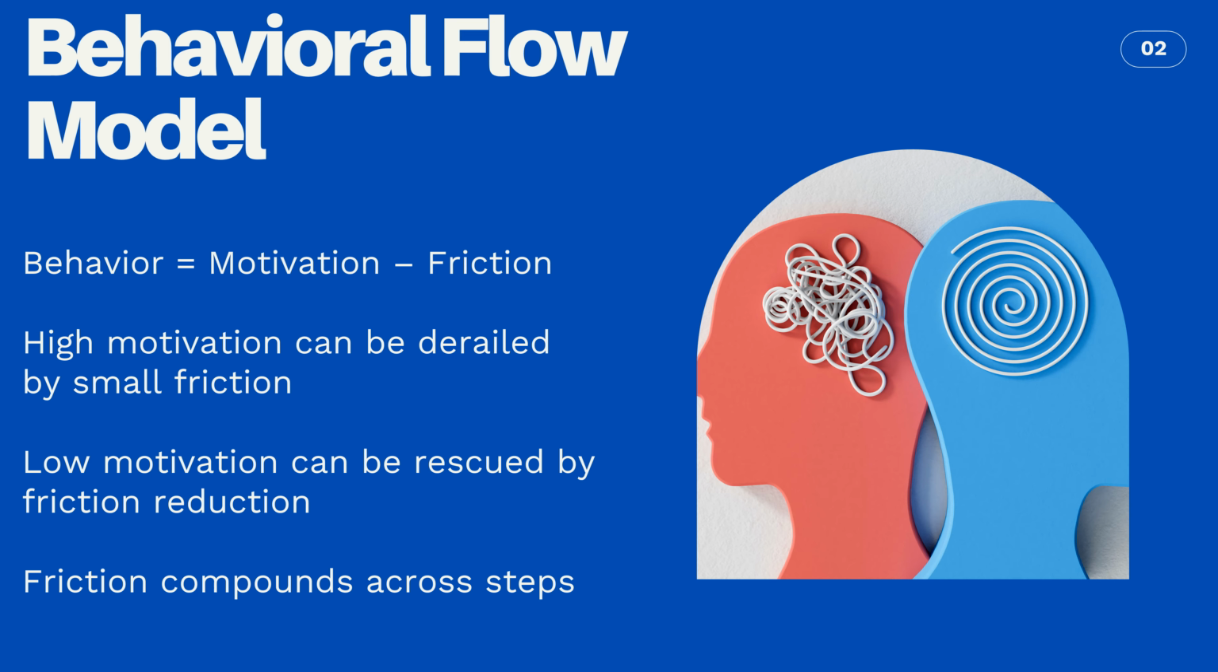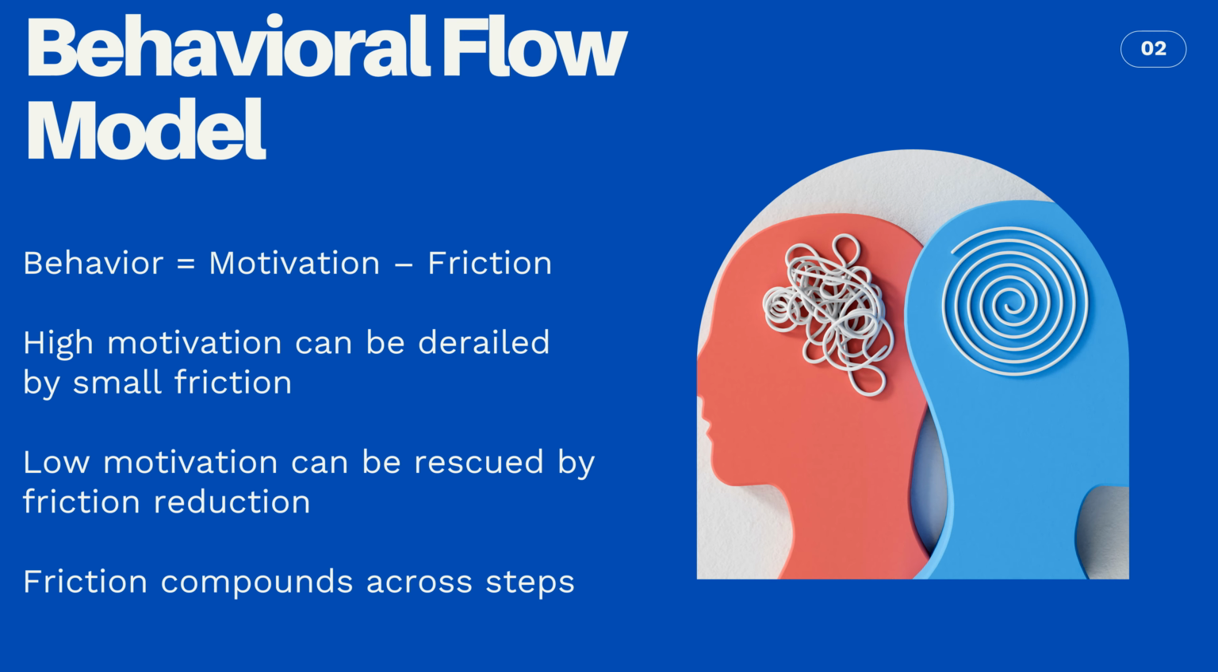Even highly motivated consumers abandon tasks when friction is introduced, a phenomenon supported by prospect theory, which shows that people are disproportionately sensitive to losses, effort, and uncertainty. Conversely, reducing friction can dramatically increase behavior even when motivation is modest. This is why friction reduction is often more effective than persuasion. Persuasion tries to increase motivation. Friction reduction increases ability, and ability is often the stronger determinant of behavior.